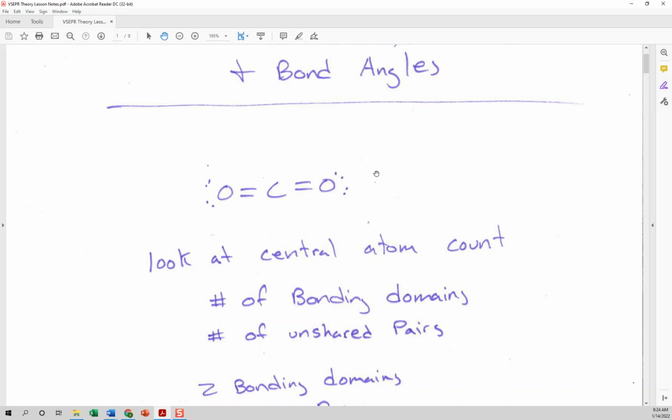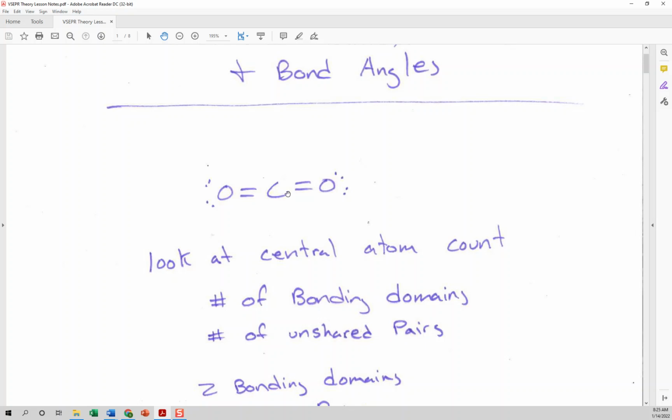If you look, the whole molecule has 1, 2, 3, 4 lone pairs, 4 unshared pairs. But when you're talking about molecular shape, all you care about is the number of lone pairs and bonds around the middle atom. Yes, each oxygen has 2 unshared pairs on it, but that doesn't matter for the shape of the molecule. You want to look at the middle atom. What we do is count the number of bonding domains and the number of unshared pairs, and you have to differentiate when you're talking about shape.